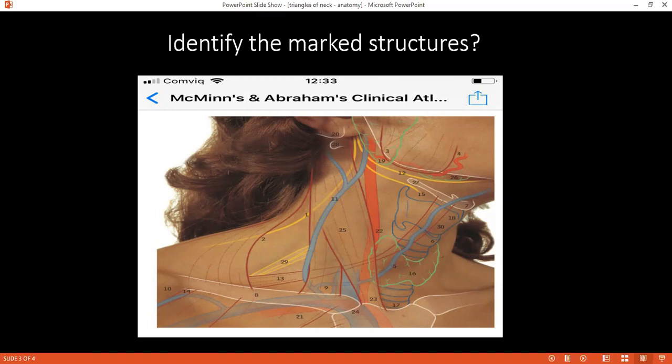What are the commonly injured nerves during thyroidectomy? External laryngeal nerve, recurrent laryngeal nerve, and cervical sympathetic nerves. What is the most common carcinoma of the thyroid? Most common is papillary carcinoma, which spreads through lymphatics.